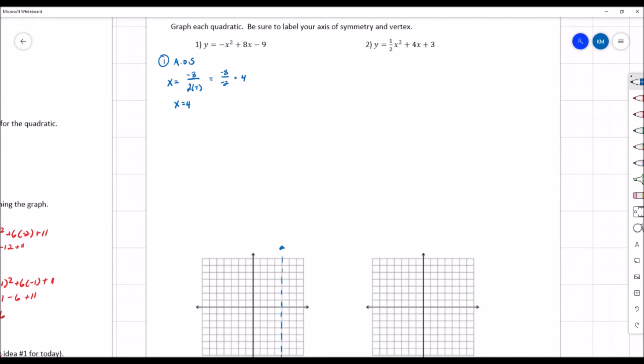From there, we have to find our vertex. We find our vertex just by plugging this into the function. y equals negative 4 squared plus 8 times 4 minus 9. Notice that our negative is outside of our parentheses because it's not a part of our x. It's already there. Okay, so 4 squared is 16. The negative of that is negative 16. 8 times 4 is 32 minus 9. So we get y equals 7.